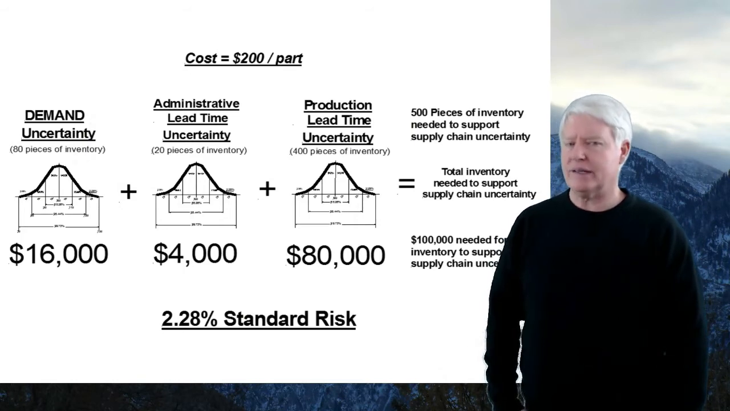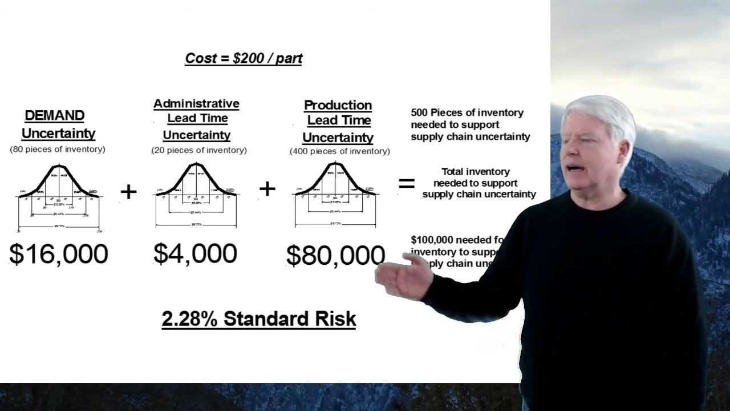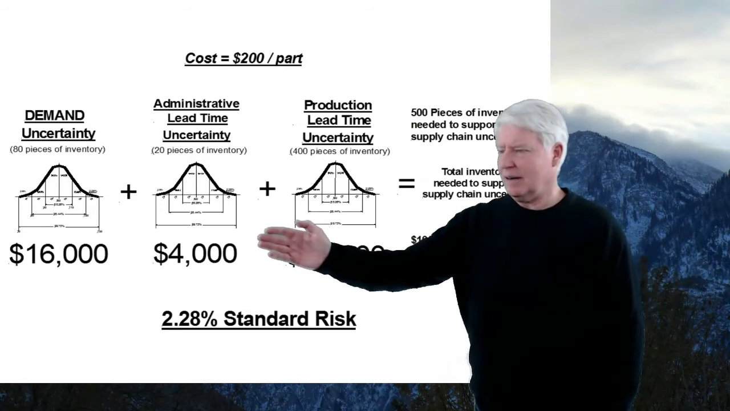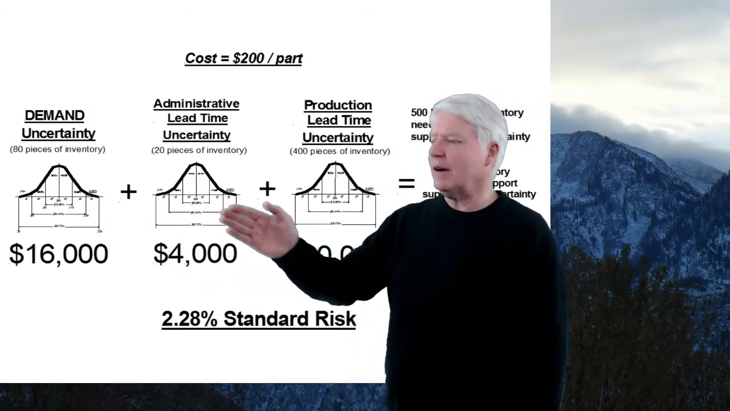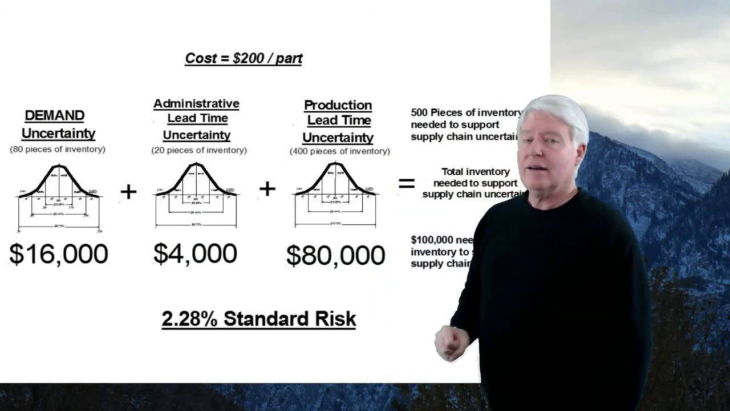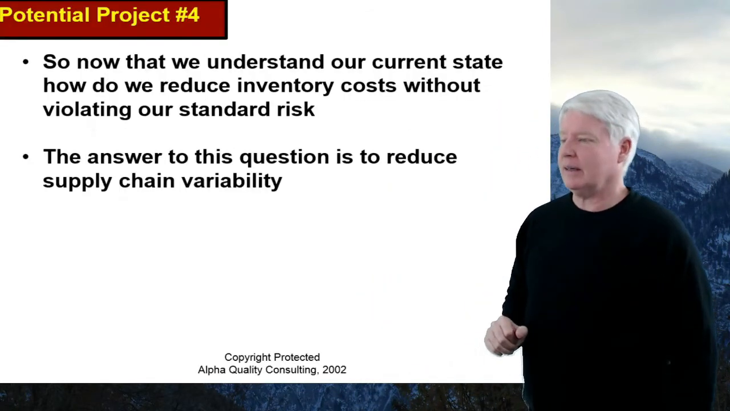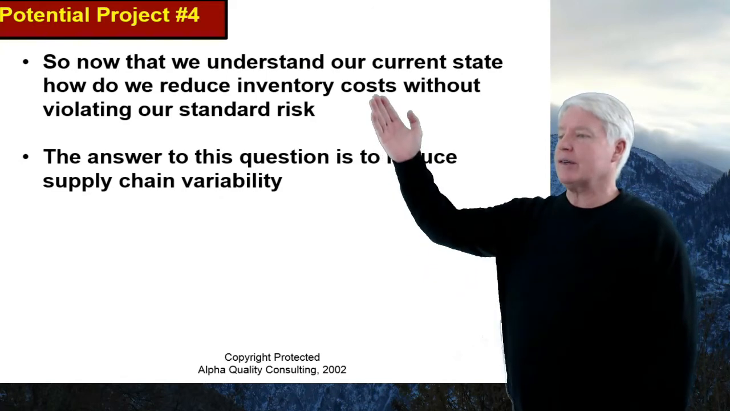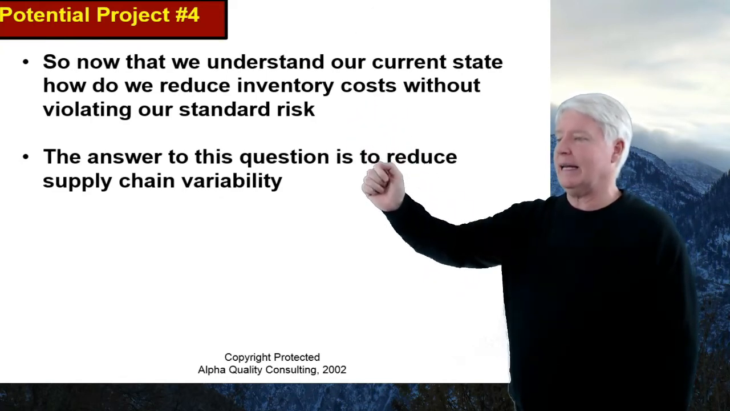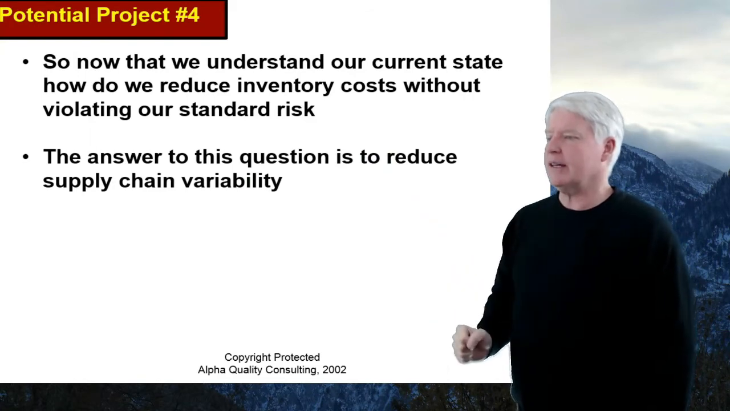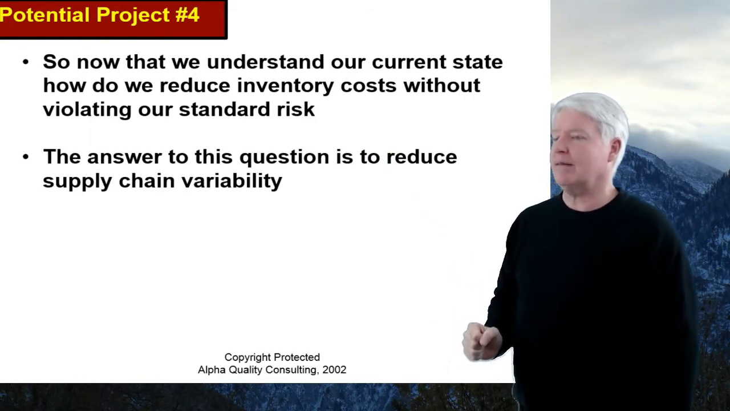So hopefully that made sense. You may need to listen to it more than once, but this isn't the end of it, of course. Now you need to figure out, how do I reduce the need for inventory? Well, demand is probably the most difficult one, but reducing variability in time is actually a fairly easy project. So now we understand our current state. How do we reduce inventory costs without violating our standard risk? The answer to this question is to reduce supply chain variability.